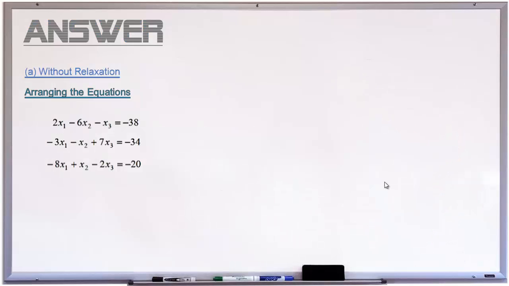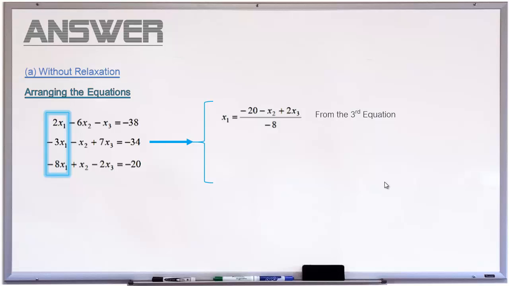To start the solution process, we rearrange the equations in a certain manner to look like a function. That is, one of the unknowns would be a function of the other two. So for x1, we pick the equation that has the highest coefficient of x1, and then we rearrange it like this. And in our case, we use the third equation because it has the highest coefficient of 8.